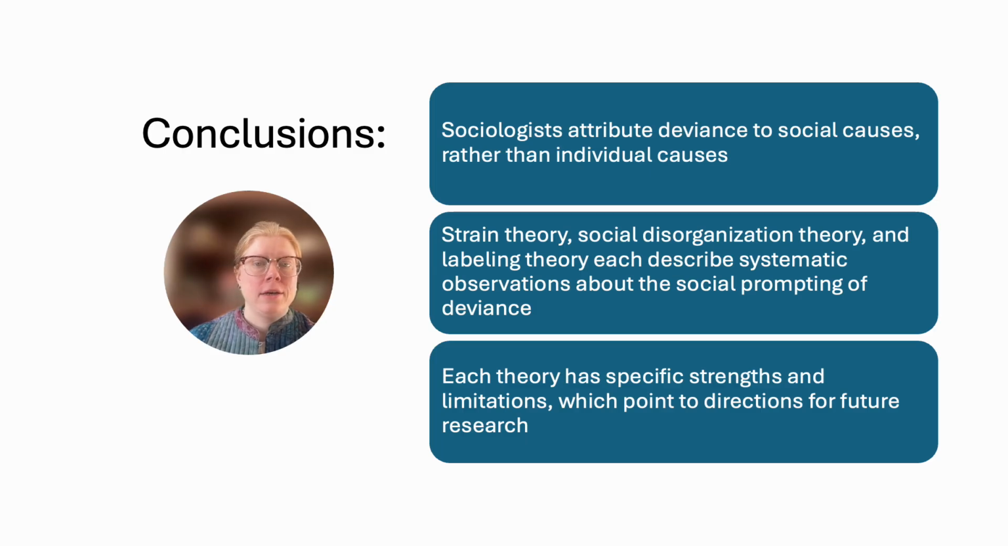In conclusion, the takeaways from this lecture are that sociologists attribute deviance to social causes rather than individual causes. Strain theory, social disorganization theory, and labeling theory each describe systematic observations about the social prompting of deviance. That is, how social factors promote deviance or lead to deviance. And each theory has specific strengths and limitations, which point to the importance of multiple theories as well as directions for future research.